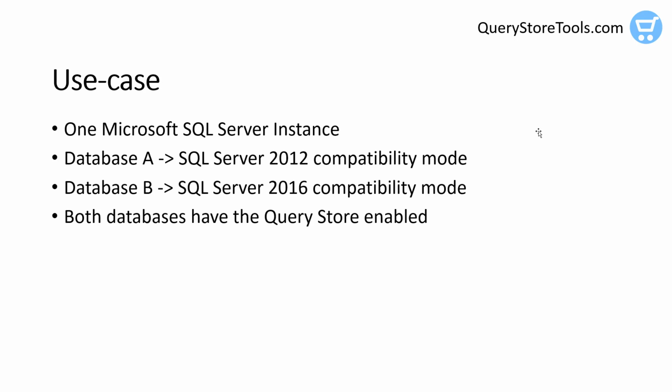So, to demonstrate the usage of the query store replay tool, we're going to take a look at a use case. And in this use case, I'm basically going to test what the impact is of my query workload when I change the compatibility level of my database. And to create a scenario that I can demonstrate this behavior, I installed one Microsoft SQL Server instance, which is 2016 SP1, with two databases. Database A, which has SQL Server 2012 compatibility mode, and Database B, which has 2016 compatibility mode.